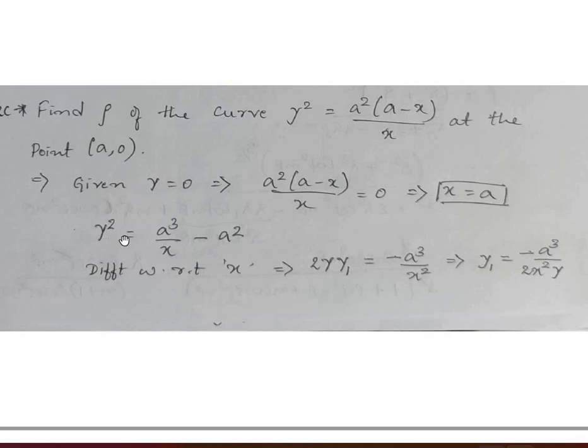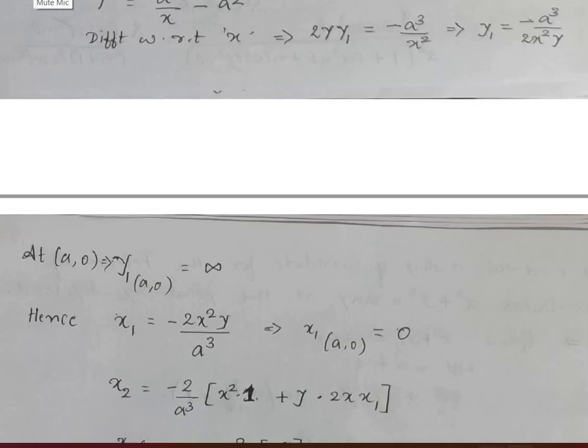I got the derivative of y square as 2y y1 is equal to minus a cube by x square. So finally y1 is minus a cube divided by 2x square y. At (a, 0), y1 will be infinity here, since if I substitute the value of y as 0, 1 by 0 is nothing but infinity. So I got the value of y1 as infinity.